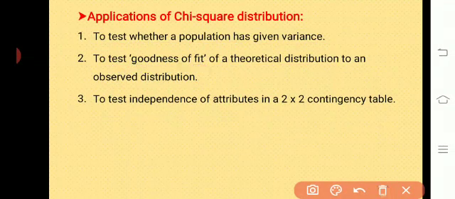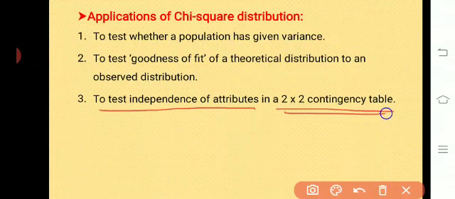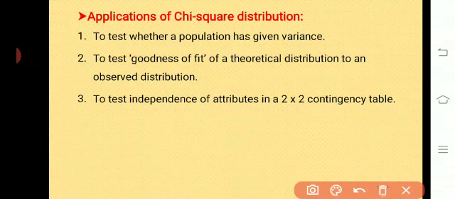The next use or application of chi-square distribution is to test independence of attributes in a 2 by 2 contingency table. Again, all these three applications are required in the statistical inference unit, but that unit is deleted due to this COVID pandemic situation this year. So these are the three applications or uses of chi-square distribution.